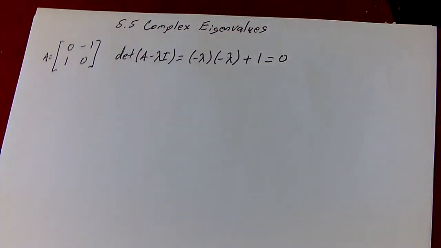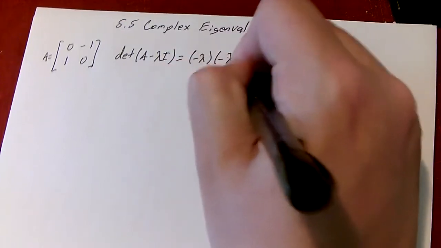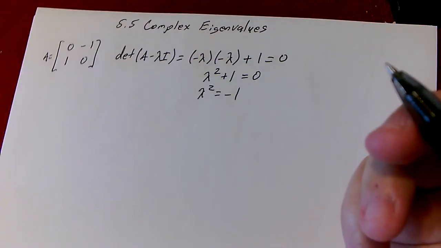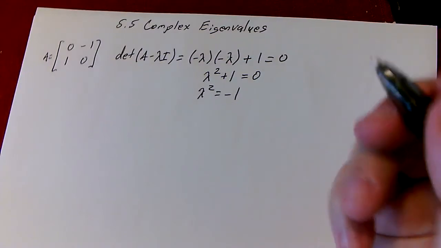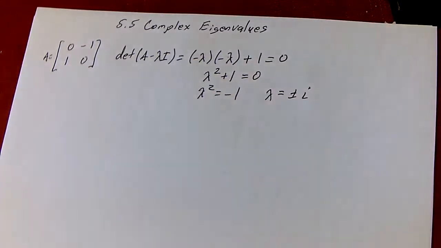And then, as usual, to find the characteristic equation and then to find the eigenvalues, we set that equal to 0. So minus lambda times minus lambda, that's lambda squared plus 1 equals 0, which would be that lambda squared is equal to -1, which we should all recognize from algebra that that's going to mean that lambda is equal to plus or minus i, or an imaginary number.